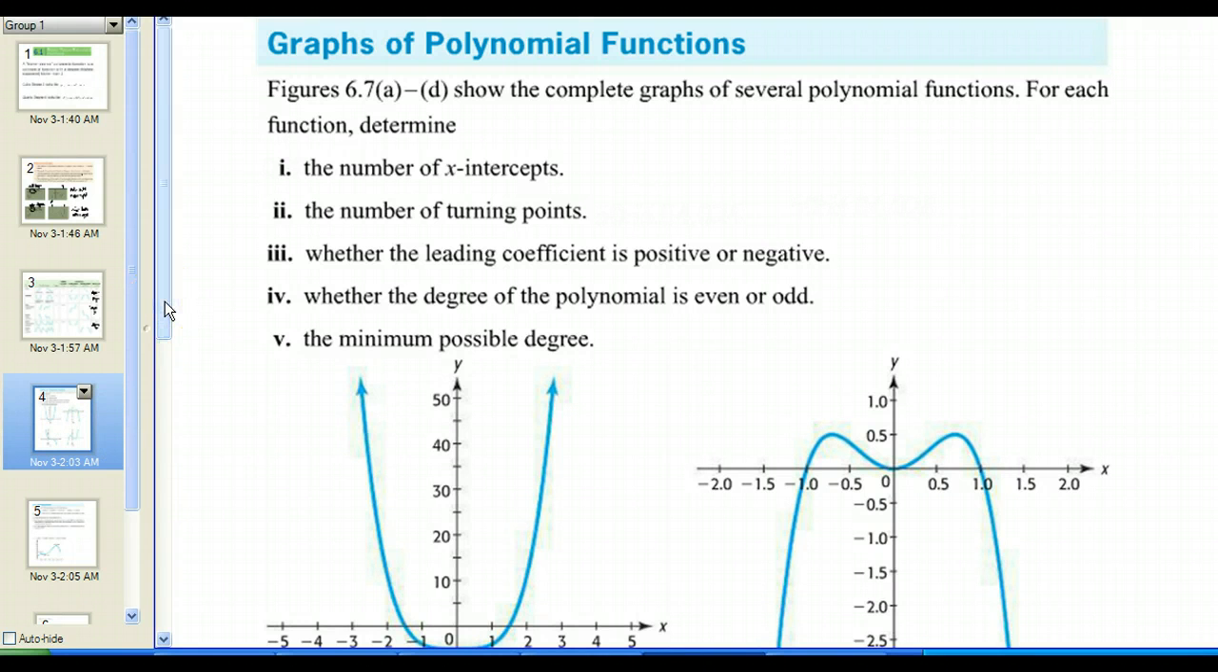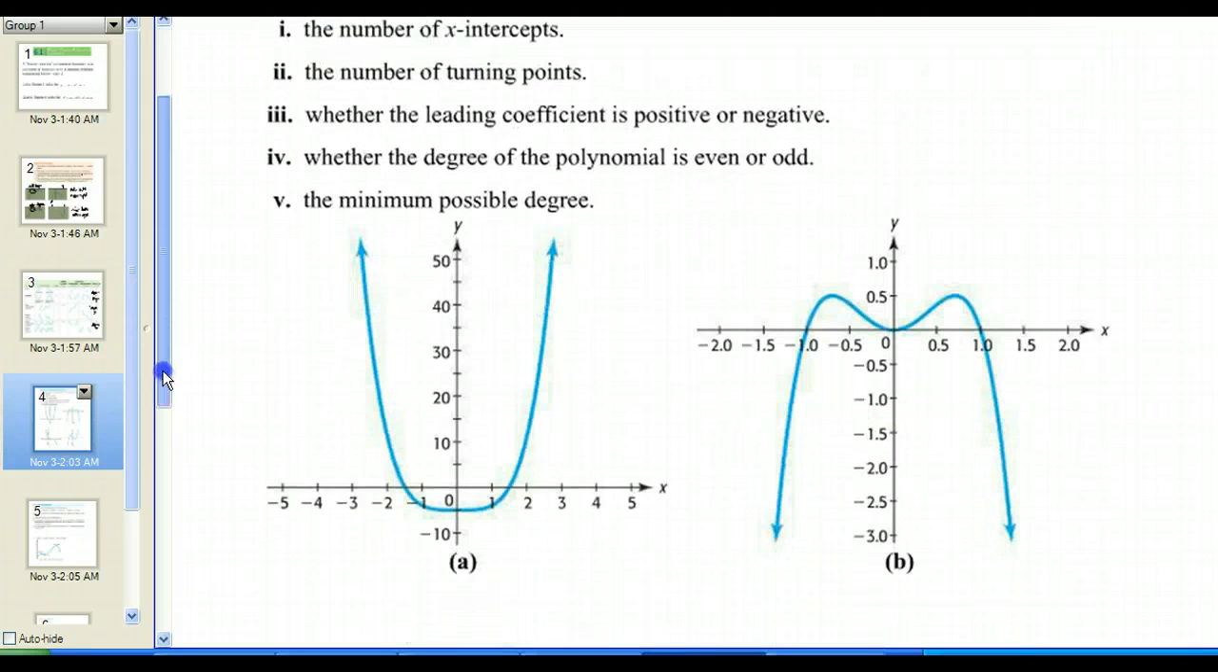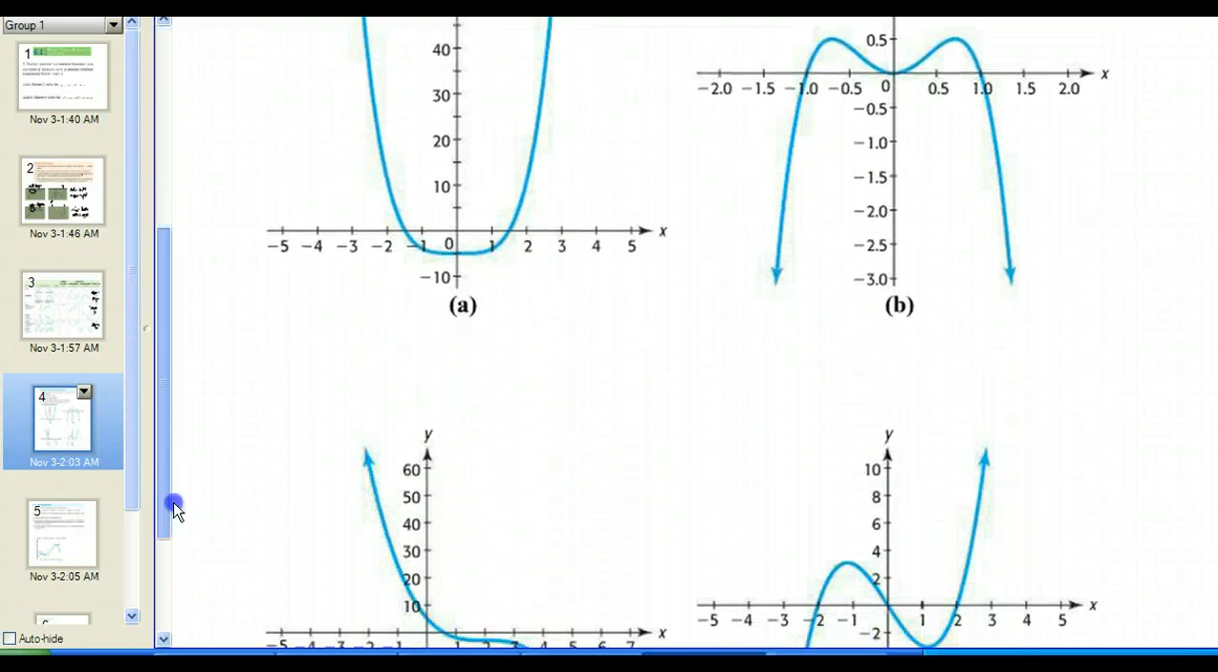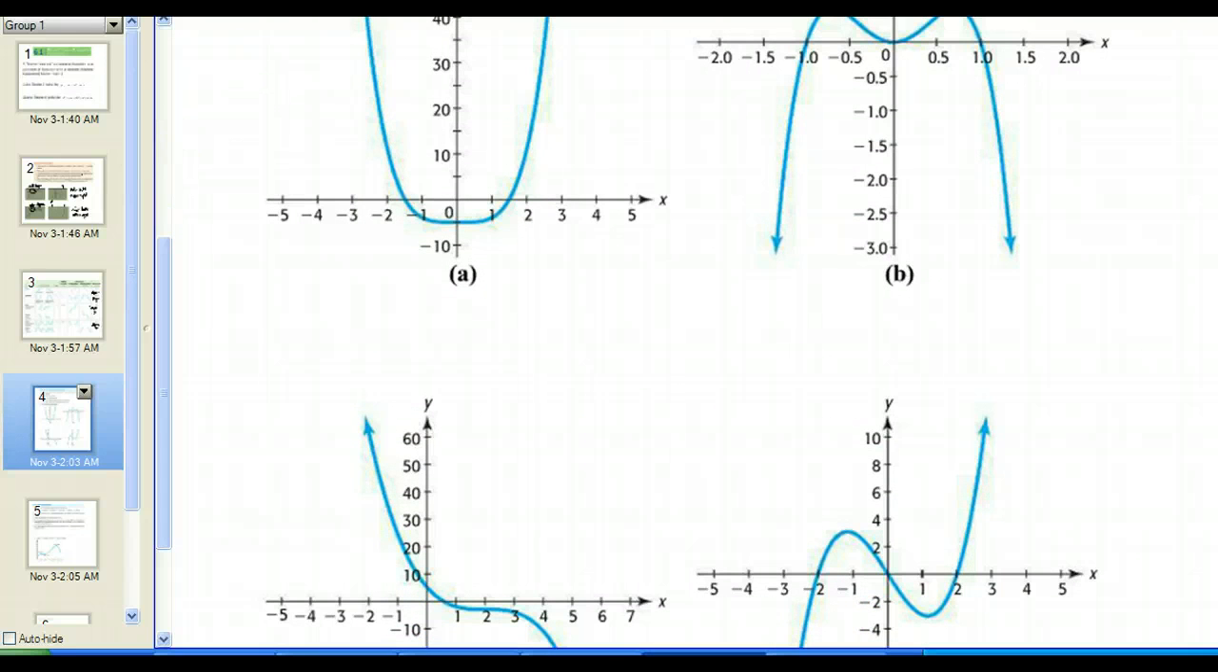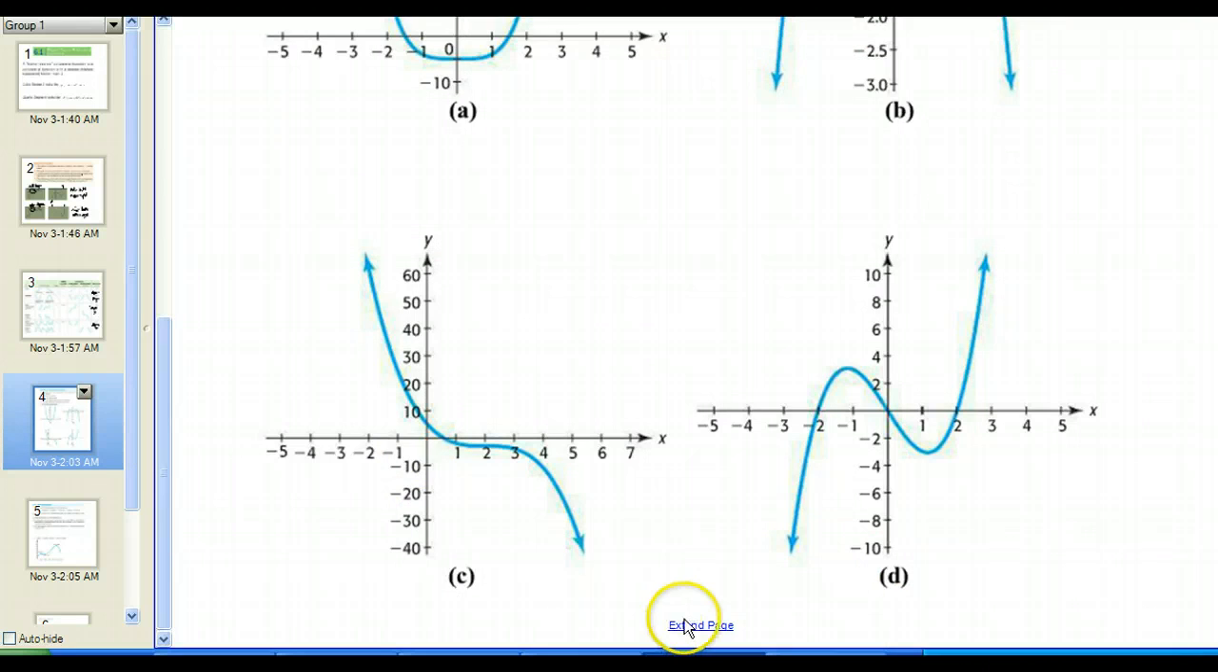Alright, and then here are some examples, some problems you might see in your homework. So these 4 figures, they want us to do these things to them. Give the number of x-intercepts, the number of turning points, whether the leading coefficient is positive or negative, whether the degree is even or odd, and the minimum possible degree. So let's go through these and see what we can come up with. And let me move this down a little bit so I have some room to actually do this.